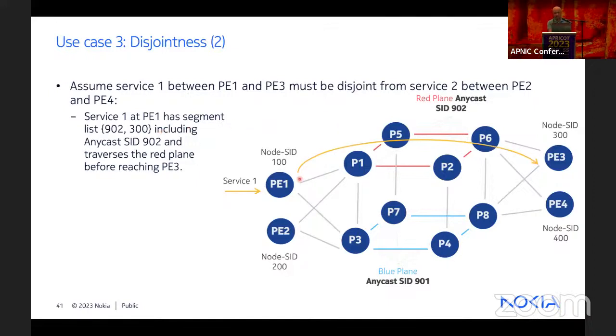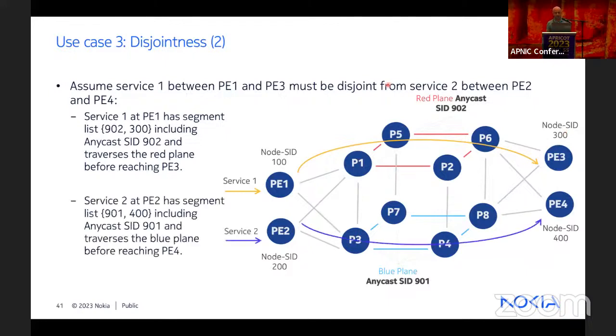By putting 902 here, PE1 will have learned from P1 that its SID is 902, so the traffic will be routed to P1. Once it gets to P1, it'll strip that and start routing the traffic to 300. The point of that 902 is to put it on the red plane. Once it's on the red plane, it's going to take the shortest path to PE3, which is through the red plane, because these links will typically have higher cost. The links between the planes are usually there as a last resort, so you typically do not want traffic crossing the planes. By doing that, that traffic gets sent that way.